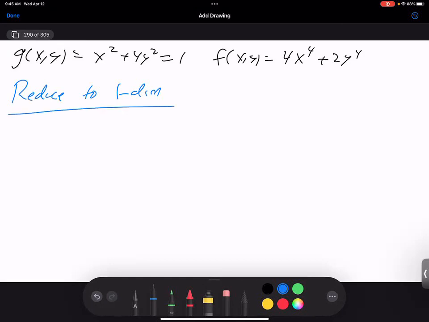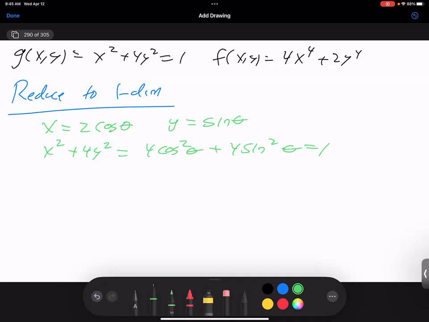And the way to reduce to one dimension is I could let x equal 2 cosine theta, y equal sine of theta. x squared plus 4y squared is going to be 4 cosine squared theta plus 4 sine squared theta equals 1. This is a parametrization of my boundary curve.